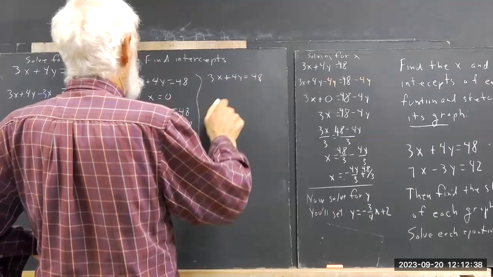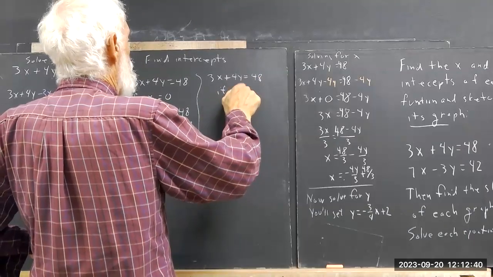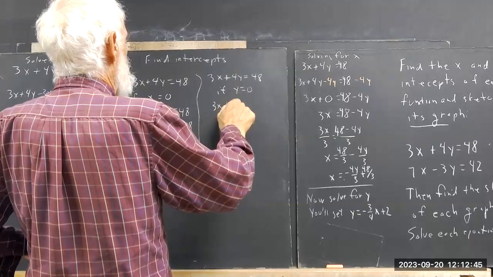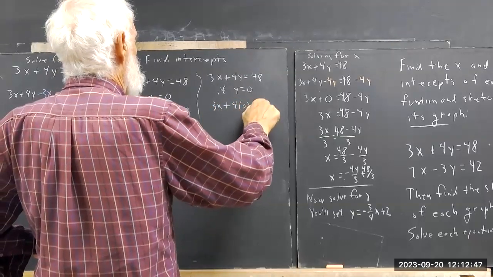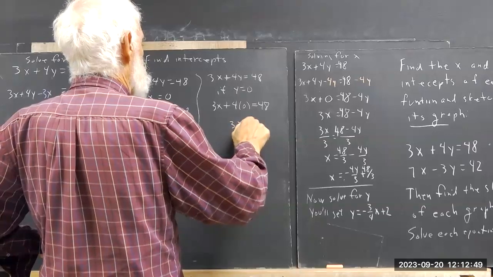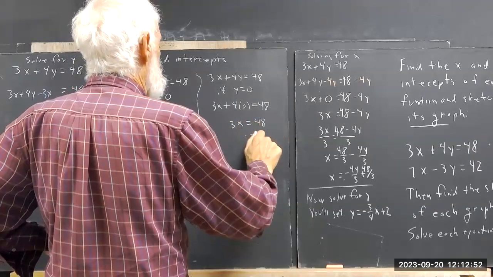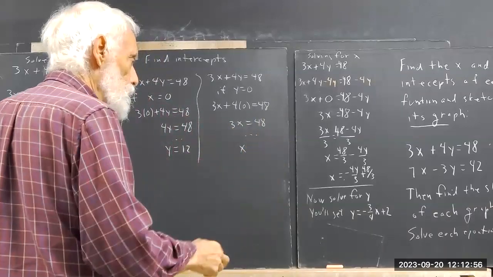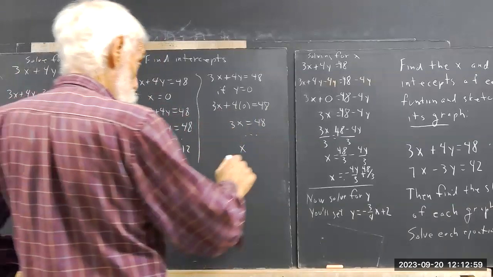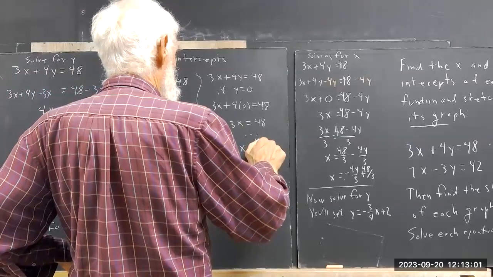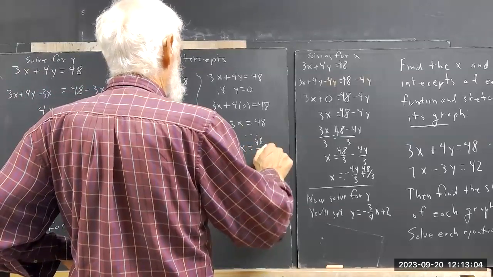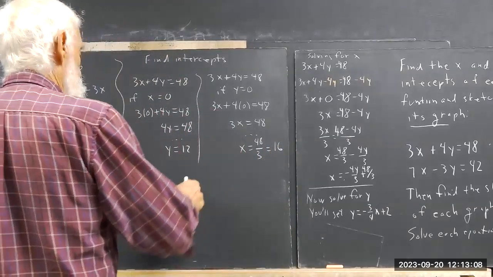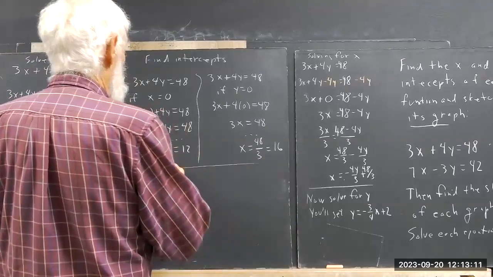Write our premise. If y equals 0, then we get 3x plus 4 times 0 equals 48. So that 3x equals 48. And one simple step, divide both sides by 3. Don't skip it. If I write a few dots here, that means there's steps you need to fill in. We get 48 over 3, which is 16. Okay. Now we can draw a graph based on the intercepts.